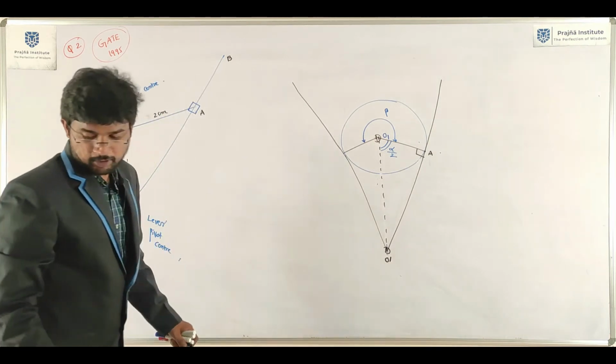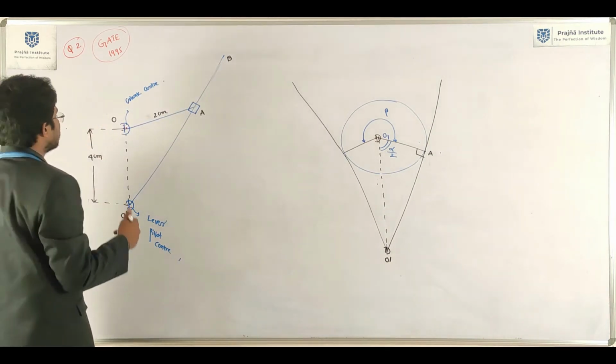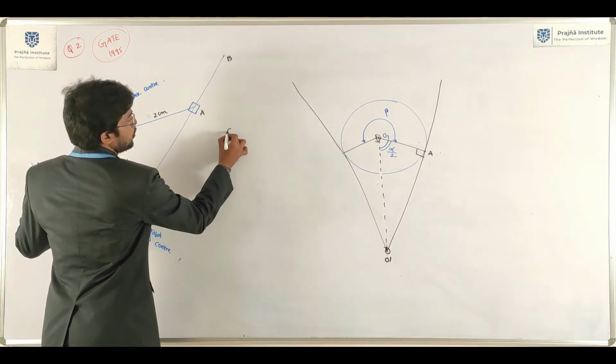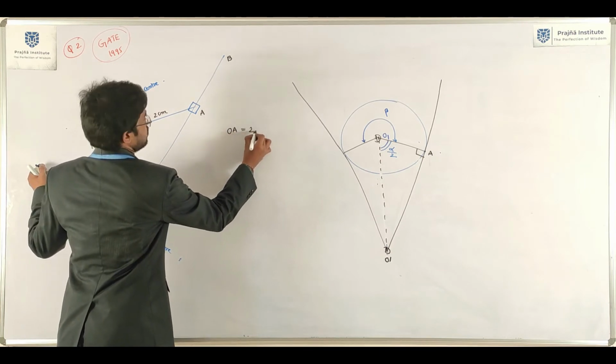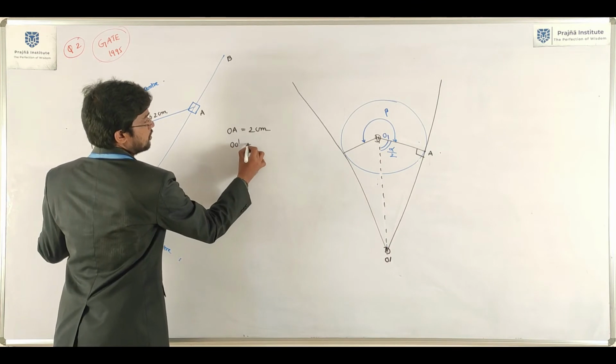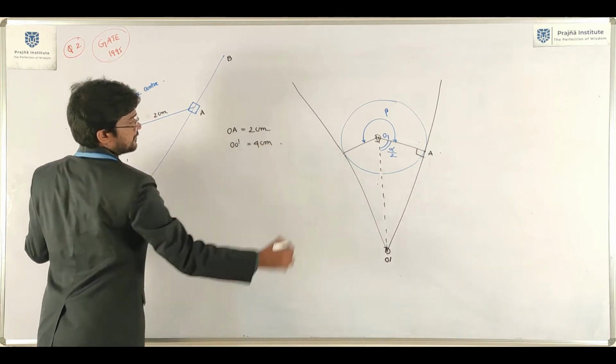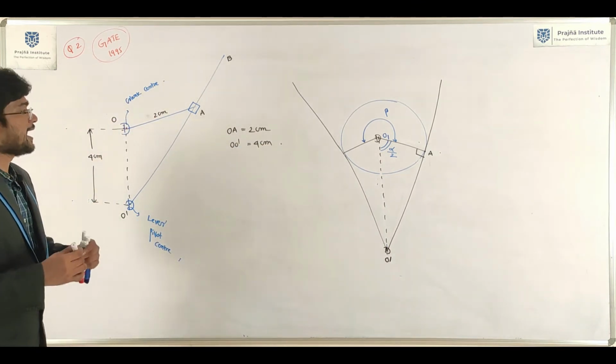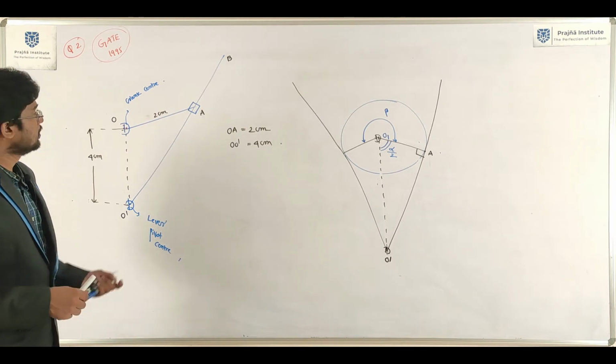How to solve this problem? What is given? OA equal to 2 centimeter, O dash equal to 4 centimeter. Okay? This is given. Now, how to solve the problem?